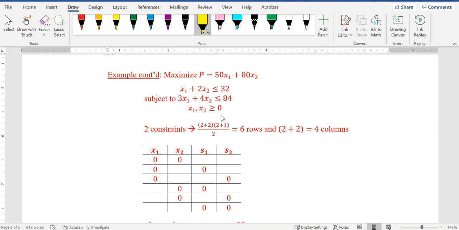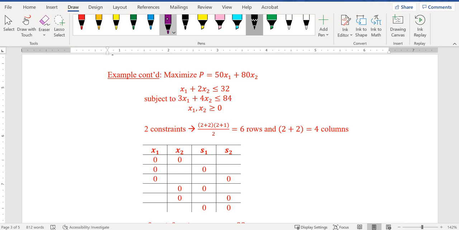With our example from above, you want to maximize P equals 50x1 plus 80x2 subject to those constraints. Looking here, we actually have two constraints. We're not going to count the non-negative inequalities. So we've got two constraints: (2 plus 2) times (2 plus 1) all over 2, which gives us 6 rows, and 2 plus 2 is 4 columns.